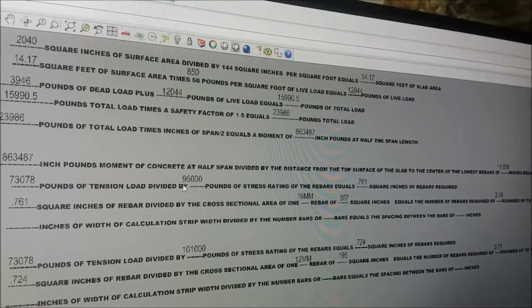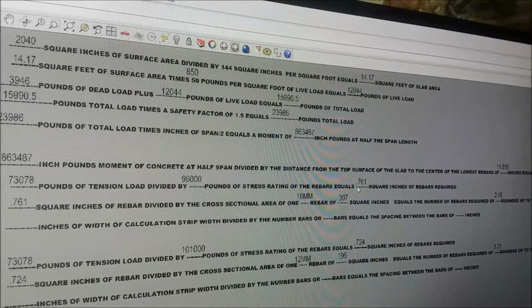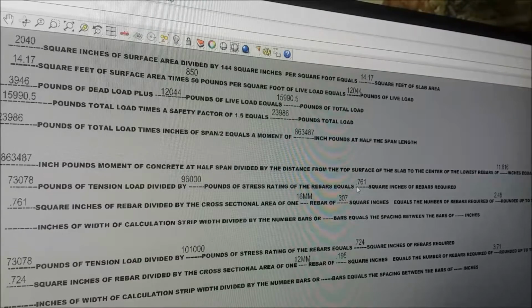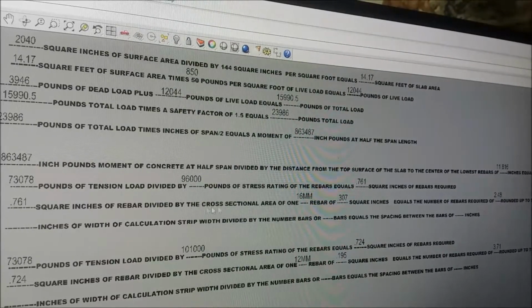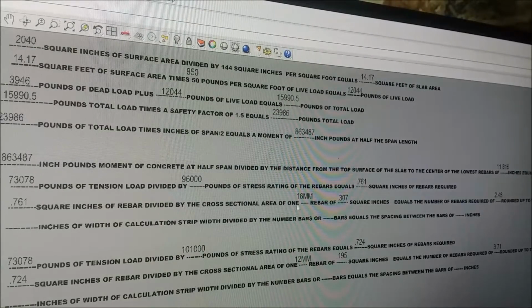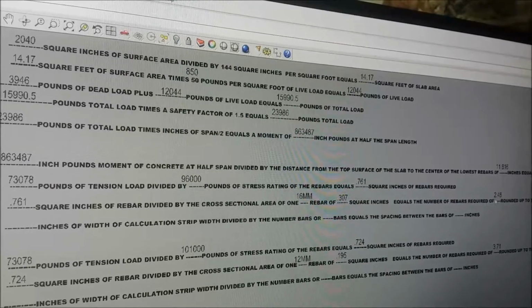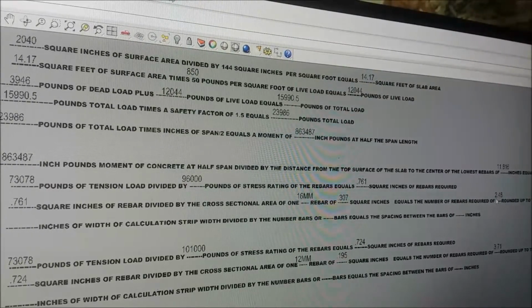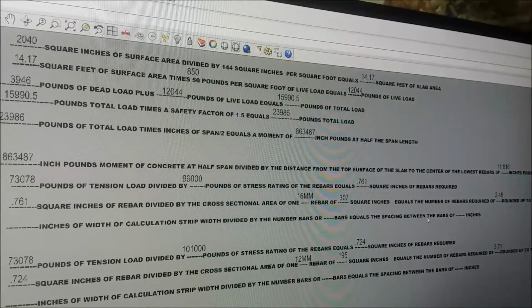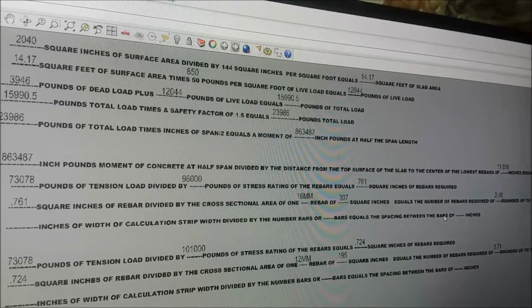73,078 pounds divided by 96,000 pounds of stress rating requires 0.761 square inches of rebar at that rating. So 0.761 divided by one rebar area of 0.307 equals 2.48. That would round up to 3 bars. And this line down here doesn't make any difference because that's figuring the spacing between them.